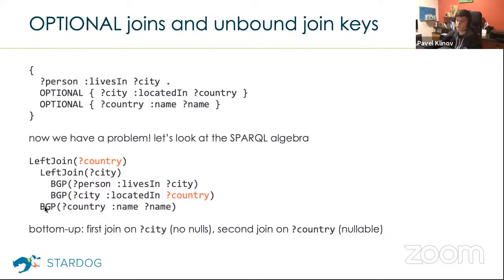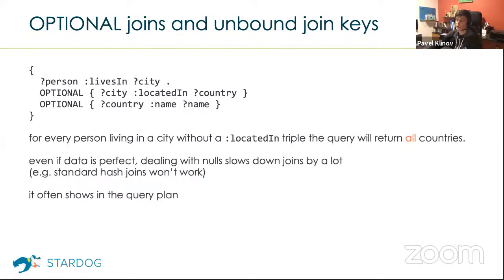So what happens in practical terms is that for every person who lives in the city without a located in triple, the query will return all countries. So the results will explode, and I feel very confident that this is not what the author of the query wanted at this point. It will also be a performance problem, but first it will be a correctness problem.